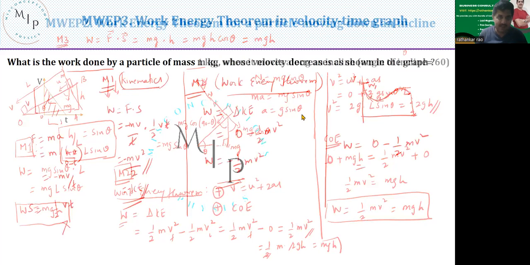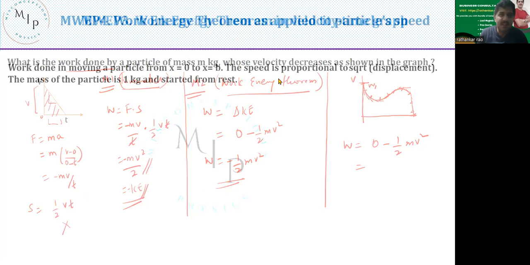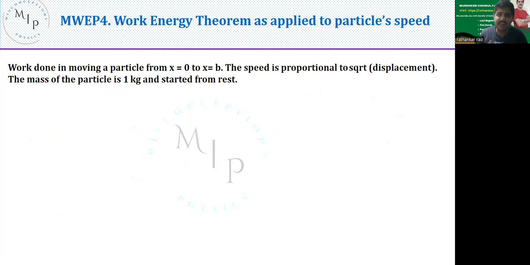Let us look at the next one, which was yesterday's video. The interest was to find out the work done for a particle whose velocity decreases with respect to time, which is being shown over here. It increases or decreases, whatever is given. You can derive this using your kinematics method or maybe the work energy method. Both methods you can do. Now today, we will start with one more: the work energy theorem as applied to a particle speed.